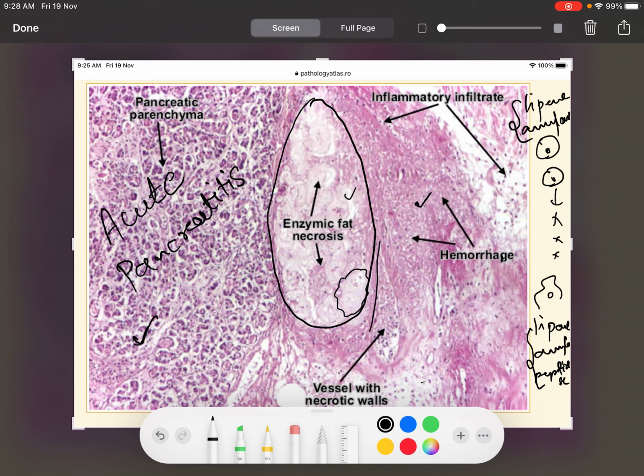Then because of inflammatory substances, the endothelium, this is the vessel wall. Okay, this is a vessel. Endothelium will be damaged, and there will be necrosis inside the vessel. Okay, then all these areas are hemorrhages, and these are small cells, these are the inflammatory cells. Okay, so this way you can come to the diagnosis. Yeah, this is acute pancreatitis.